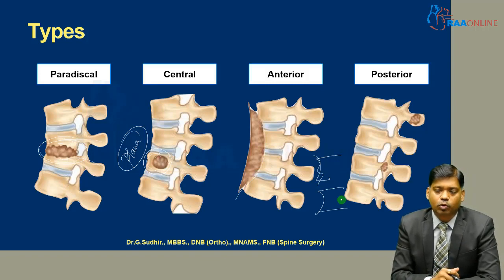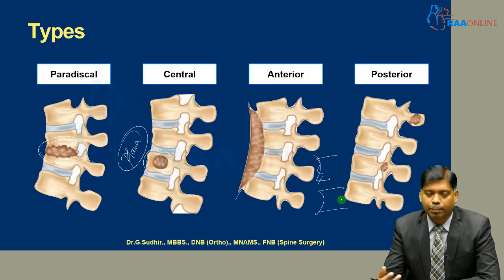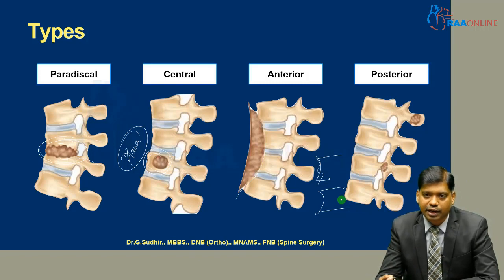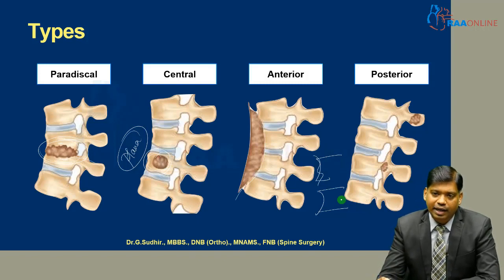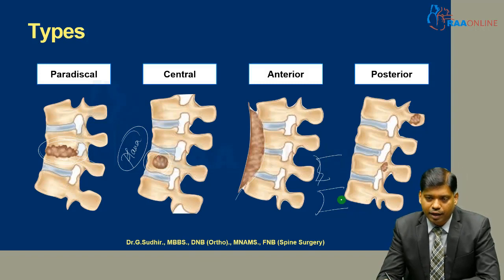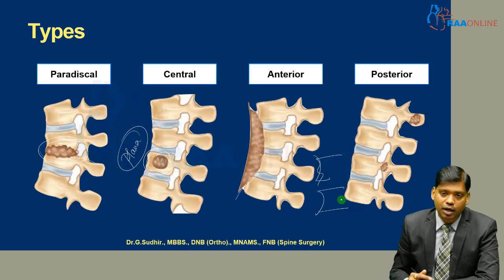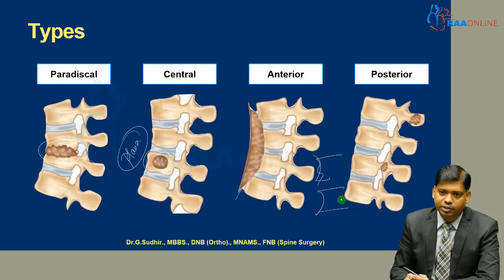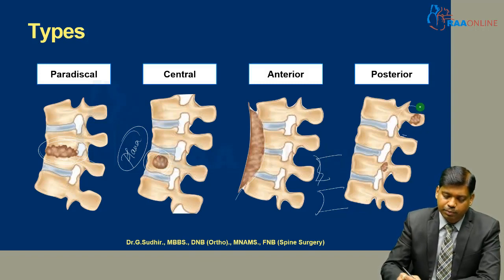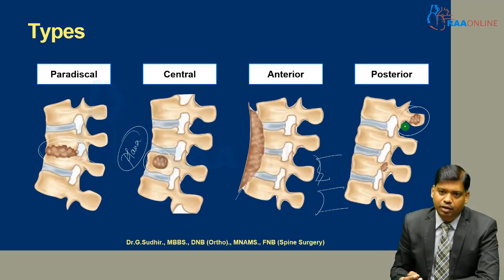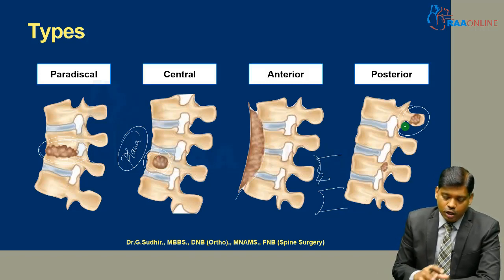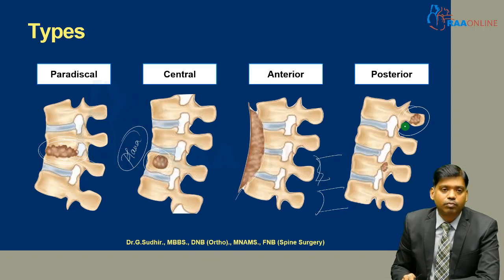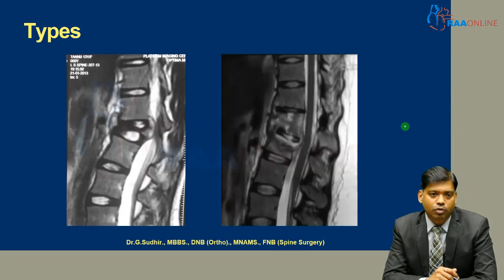A very rare type is called the posterior type or the appendiceal type, where it involves the posterior elements of the spine. It is quite rare. Initially, before the advent of MRI, it was called spinal tumor syndrome, because people used to think that it is some kind of tumor in the spine or spinal cord, because it affects the posterior elements and the spinal cord. However, after CT scan and MRI, it is very clear that it affects the posterior bony elements like the lamina, pedicle, transverse process or spinous process. So these are the broad four types of tuberculosis of the spine.